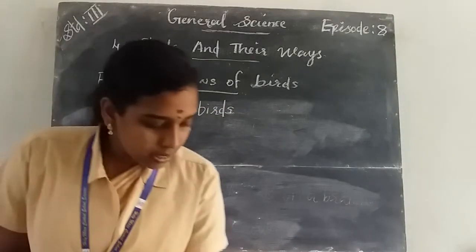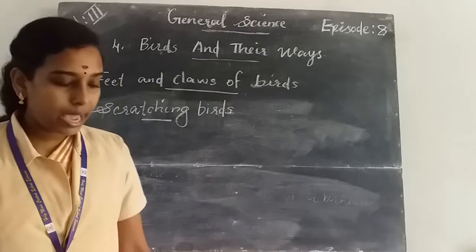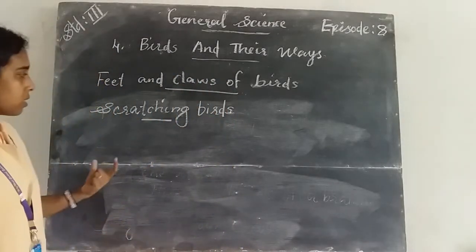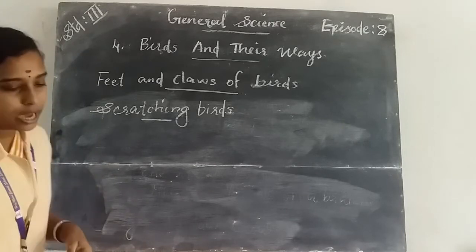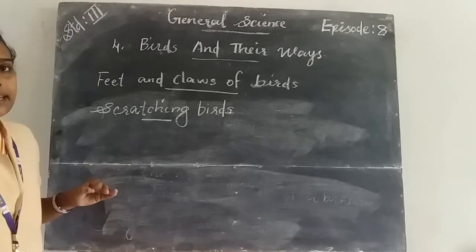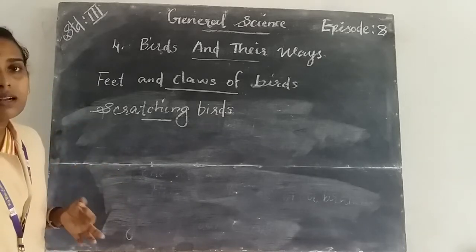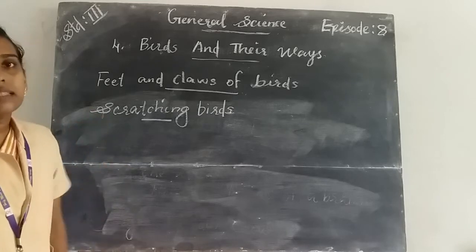Scratching birds also have 3 toes in front and 1 toe at the back. Their toes are strong and sharp, and they use their toes to scratch the ground to find insects and other animals as their food. And these types of birds are called scratching birds.